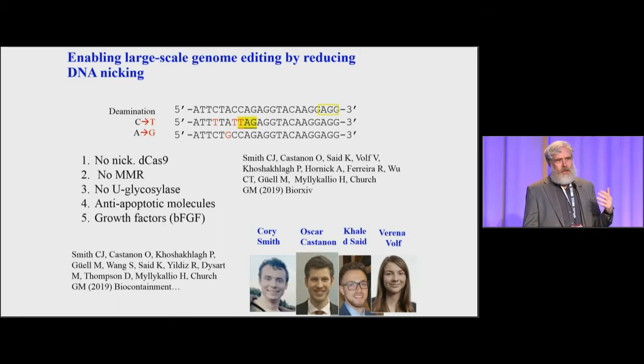And the nicks are not just Cas9, because you can use dead Cas9, no nicking at all. There are other nicks that are due to mismatch repair and uracil glycosidase. Once you get rid of all those, then you can get to very low toxicity and high editing, and I'll show you that in just a moment. This is work of postdoctoral fellow Corey Smith. Oscar Castanon just got his PhD a couple weeks ago from the Ecole Polytechnique in Paris, and then Khalid and Verena.